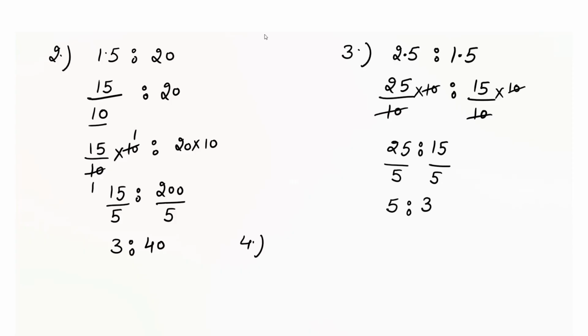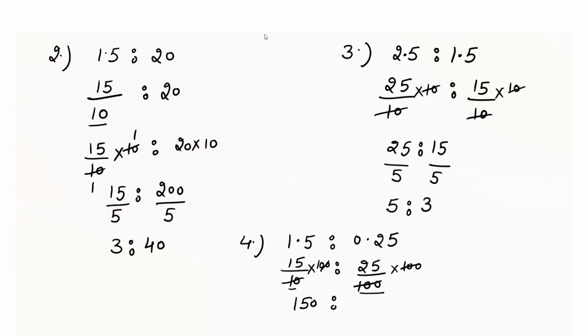Similarly, we can do another question here. 1.5 ratio 0.25. So I'll get 15 over 10 and here I'll get 25 over 100. Now if you're getting 10 or 100 and you have to multiply both the numbers by some number, you will always multiply by the one with the bigger number of zeros. That means I will multiply both the numbers by 100 so that I will get rid of this 100. So I'll get 150 ratio 25.